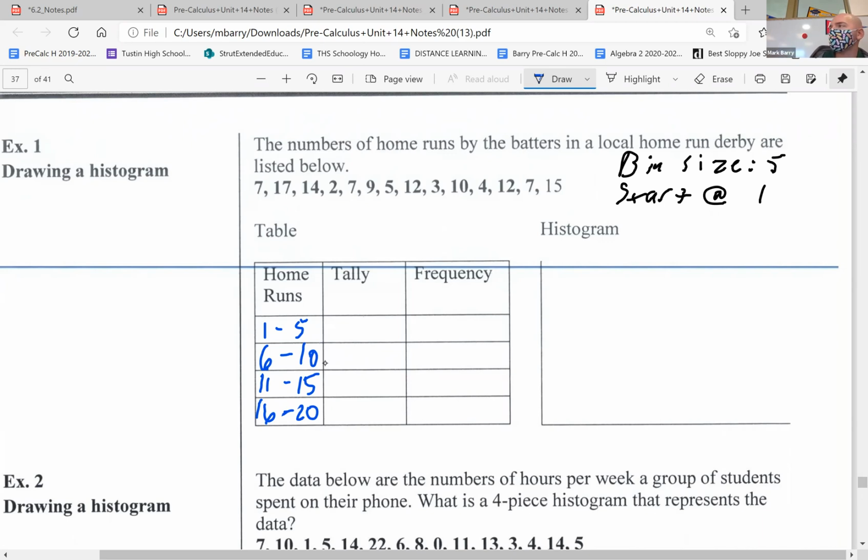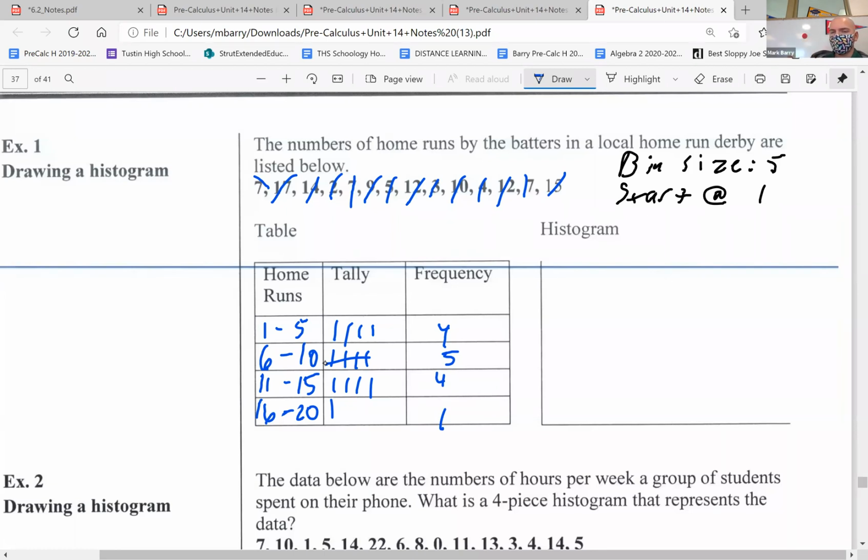Okay, so now we're going to tally these up. You don't really have to go in order here. I just go, here, that's a 7. I put a tally right there. I cross it off and then put a tally in the correct bin. All right, so 17 down at the bottom, 14, 2, 7, 9, 5, 12, 3, 10, 4, 12, 7, 15. All right, so I got 4, 5, 4, 1 for my frequencies, right? Awesome.